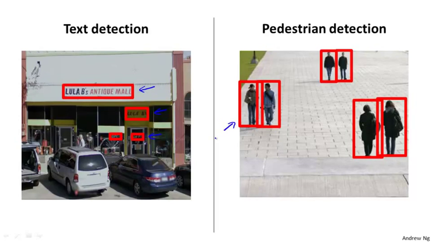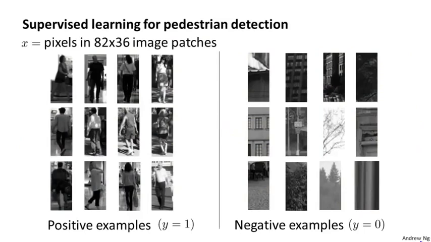By aspect ratio, I mean the ratio between the height and the width of these rectangles. So they're all the same for different pedestrians, but for text detection, the height to width ratio is different for different lines of text. Although for pedestrian detection, the pedestrians can be different distances away from the camera, and so the height of these rectangles can be different depending on how far away they are, but the aspect ratio is the same. In order to build a pedestrian detection system, here's how you can go about it.